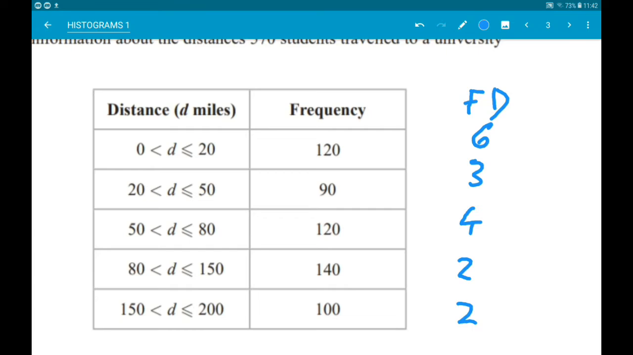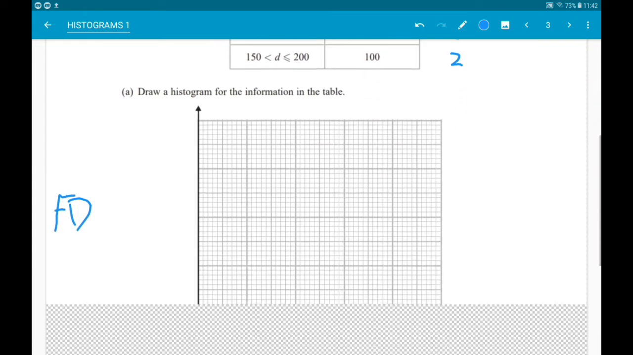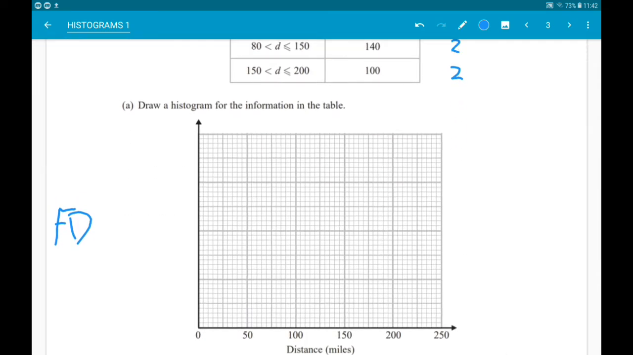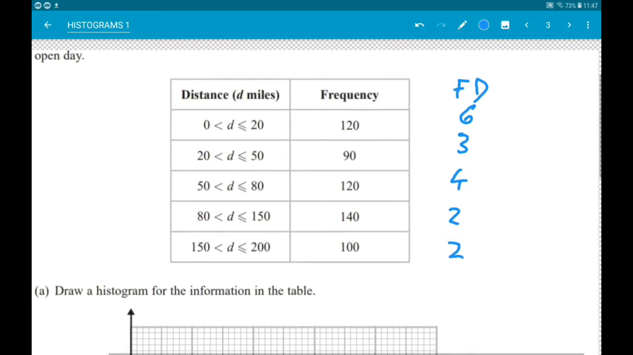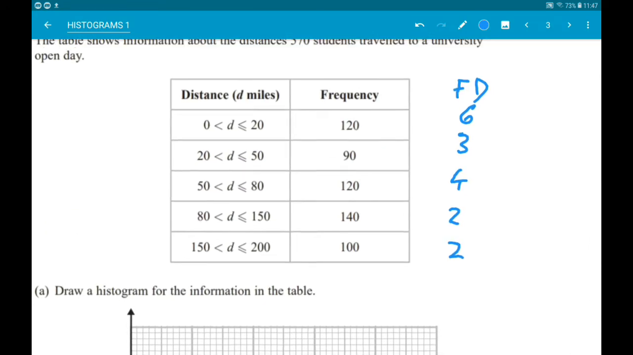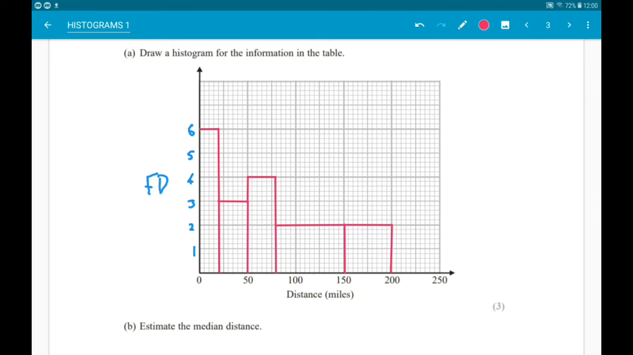So the biggest frequency density we have here is 6. So we can use every 5 little squares as 1. Okay, so there's our scale then. Now it's just a case of drawing rectangles with the base lengths as the interval widths and the heights as the frequency density. So you should get this. Okay, so your histogram should look something like this.